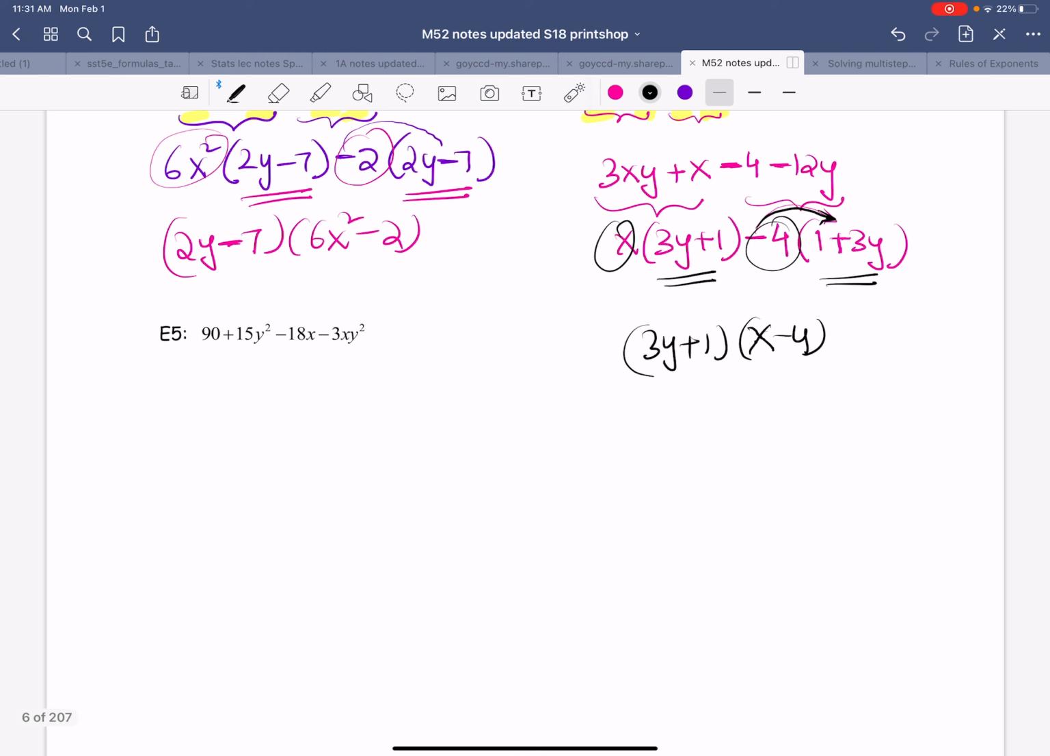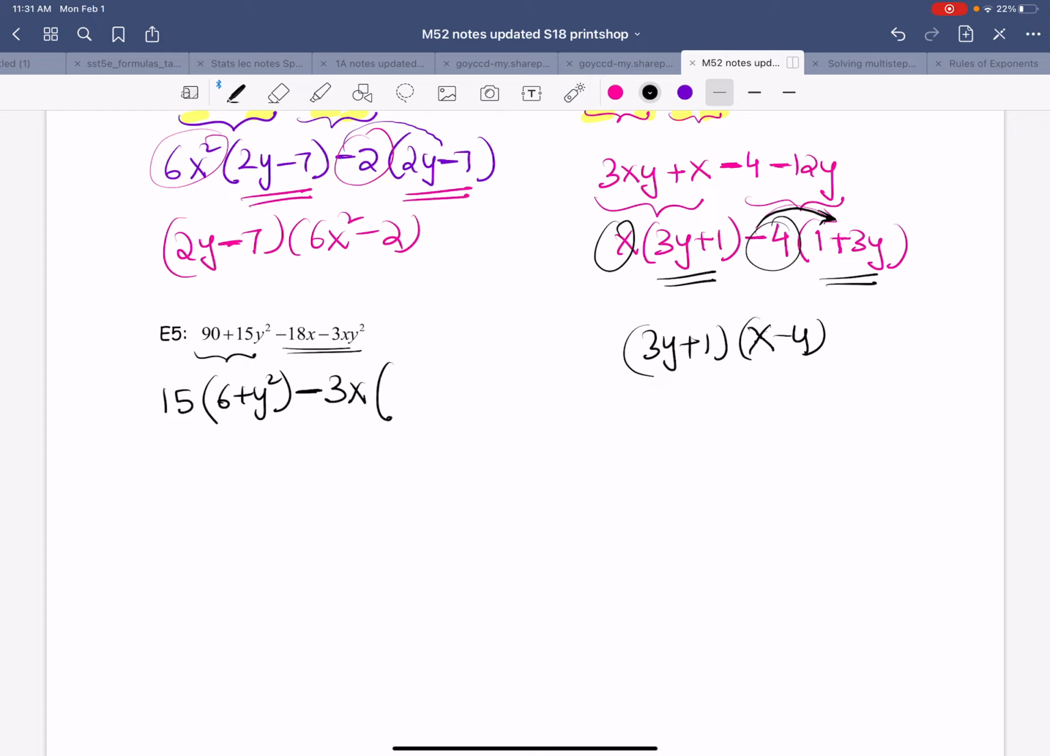Number 5, pause for a minute, go ahead and give it a try and see if you can handle it without much help, and then come back and check. Is there any common factor between the first two terms? Looks like I have 15 as a common factor. That leaves me with 6 plus y squared. In the next two terms, I can pull out a negative 3x. That looks like a common factor.